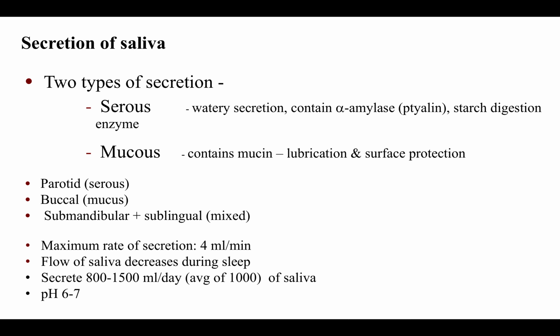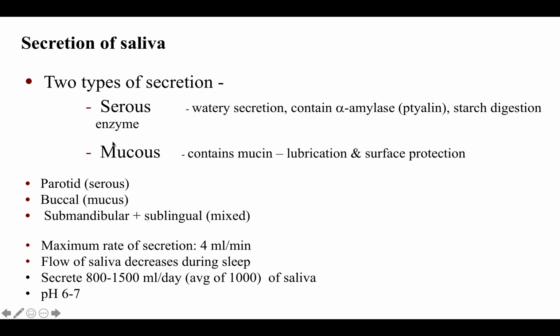As mentioned in the last lecture, cellulose is not digested in the human body, and the process of starch digestion is started within the mouth through the salivary secretion.